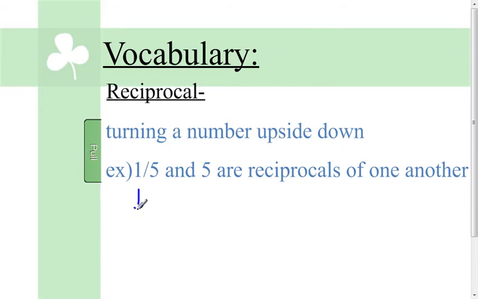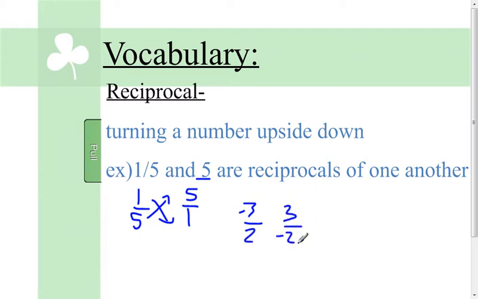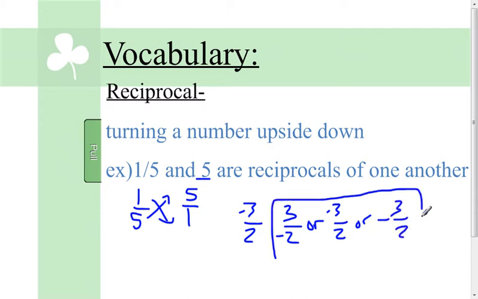So for example, the fraction 1/5 here, if you flip it upside down, you switch the numerator and denominator, you'd get 5 over 1, which is just 5. Same thing works with negative 3 over 2. If you flip it, you could say 3 over negative 2, or negative 3 over 2, or negative out front 3 over 2. These would all technically be reciprocals of that. As long as you have one negative someplace, you're good. Okay?